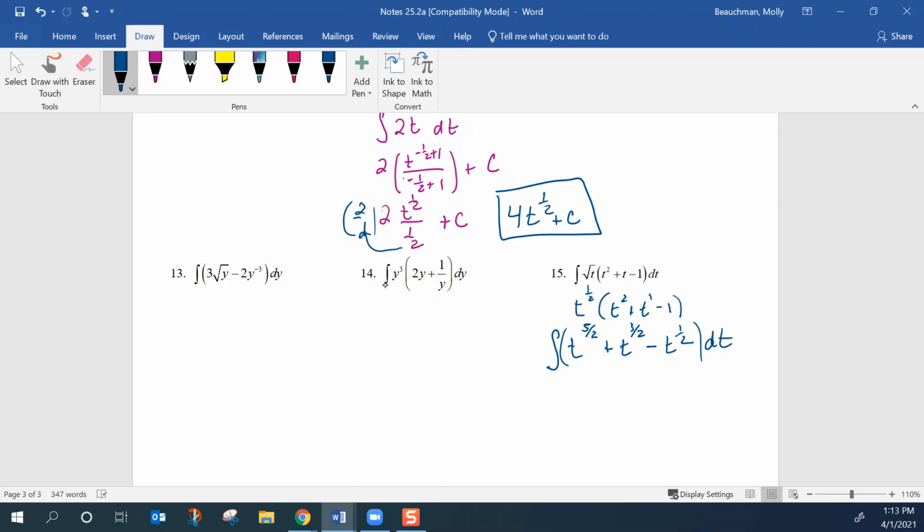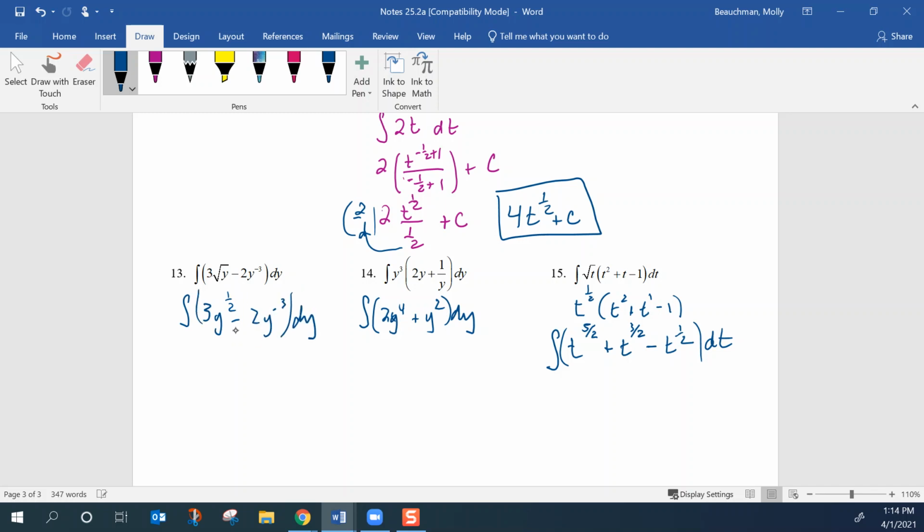All right, same. Number 14, to get that set up, take y to the third and distribute it. Y to the third times 2y would be 2y to the fourth. Y to the third times 1 over y would be y squared dy. So that's what you're finding the integral of. And then rewrite 13 as well. That would be 3y to the 1 half minus 2y to the negative 3 dy.